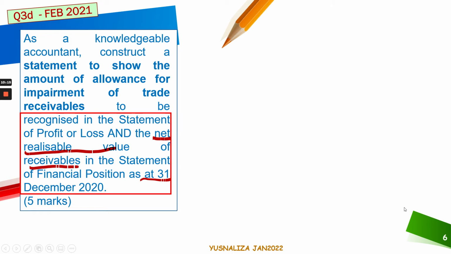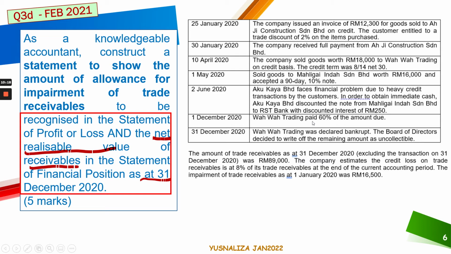Receivables. Okay, this is the information that you need to make use of to get that, which is the last part, 31st of December, where when you need to go and calculate the net receivable, you need to take into consideration if there is any debtors or customers that become bankrupt. So Wawa was declared bankrupt and the amount was decided to be uncollectible. 40% of that, remember, 60% was paid. So the amount of trade receivable at the end of 31st of December was 89,000. So we just take from the question earlier, we just extract and put it here.